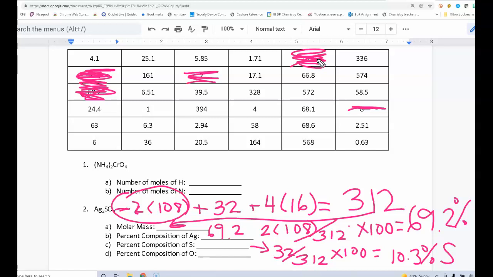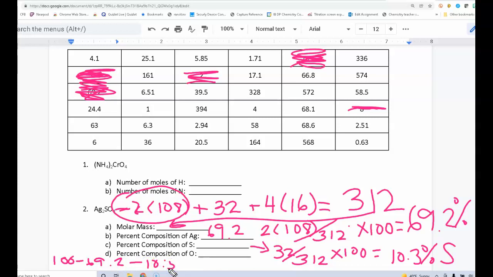Now, there's a couple ways to finish up this calculation. If I feel like I've done a good job and I've got 69.2% for the silver and I've got the 10.3 for the sulfur, then all I have to do is subtract this from 100. So 100 minus 69.2 minus 10.3.